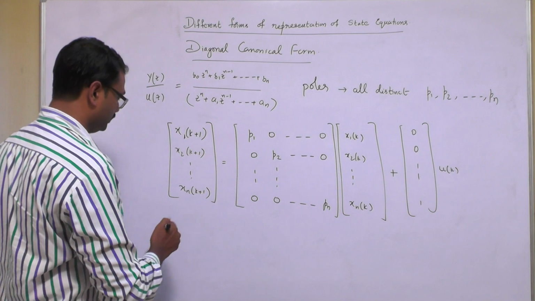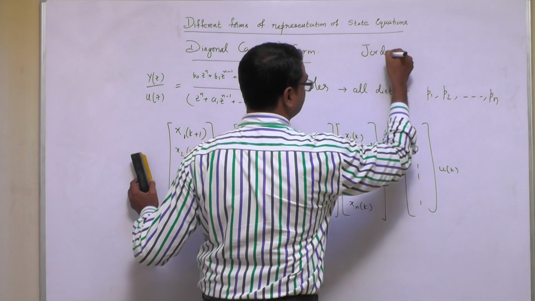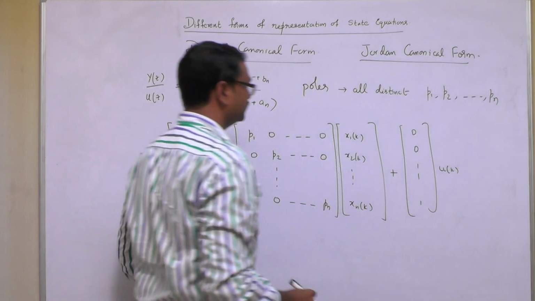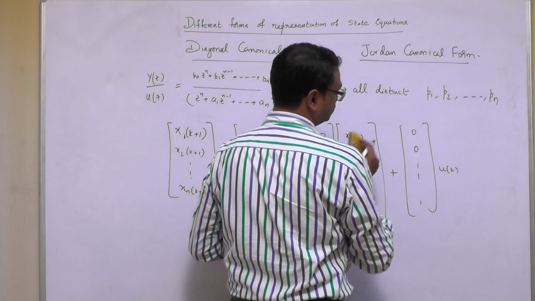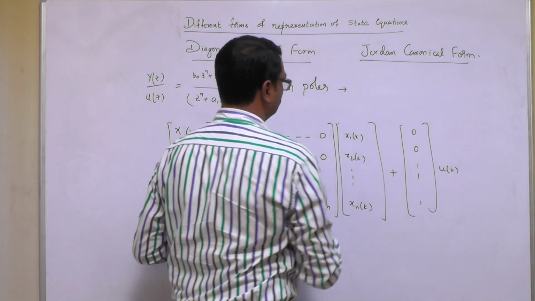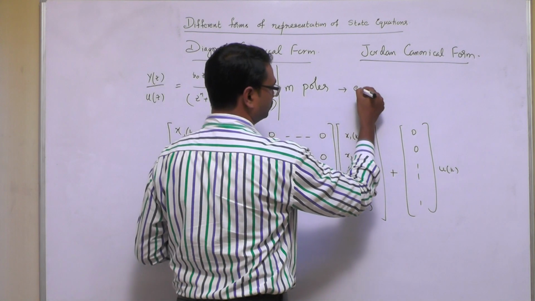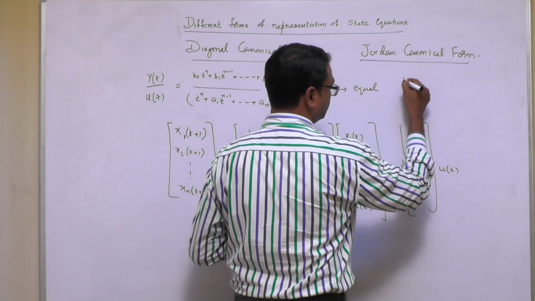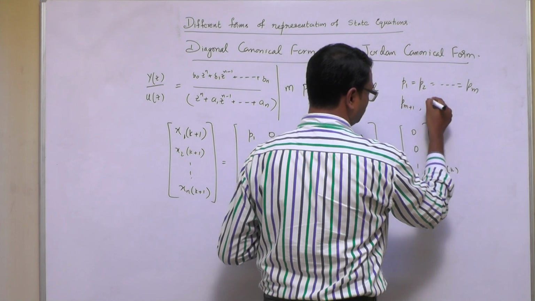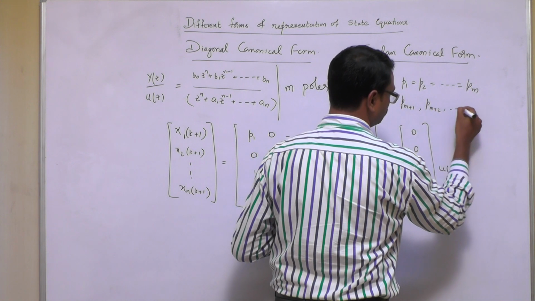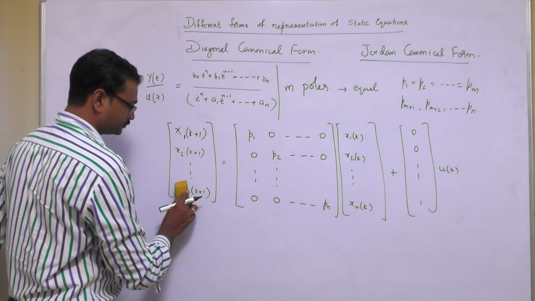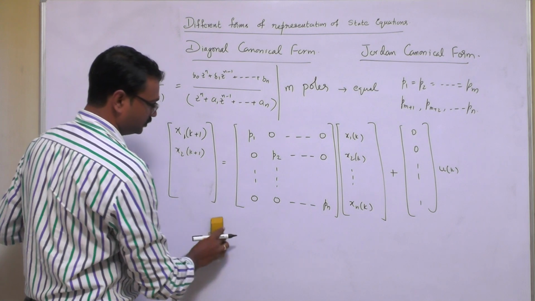Now if you want to go for the Jordan canonical form, that is, if we have poles which are not distinct but equal. For example, let us say m poles are equal, and the remaining poles are distinct, that is, P1 is equal to P2 is equal to so on is equal to Pm. Then you have Pm plus 1, Pm plus 2, so on up to Pn. So you have n number of poles, and if you have it like this, then you can go for this equation.